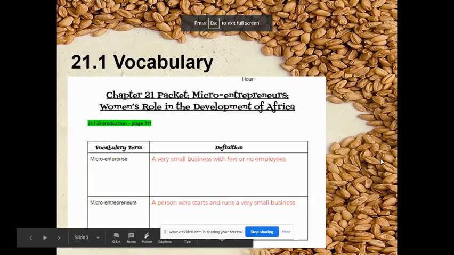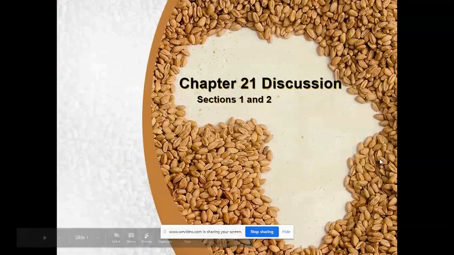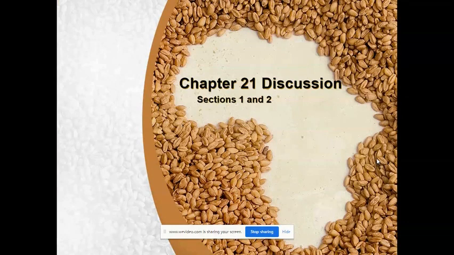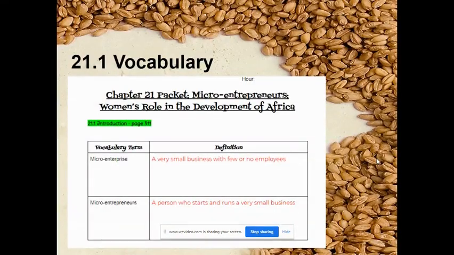Everyone, we're going to talk about chapter 21 today, and we're only going to go over sections 1 and 2. So the first part is the introduction, which was on page 311, otherwise known as 21.1. The first vocabulary word is microenterprise, which is a very small business with few or no employees. A micro-entrepreneur is a person who starts and runs a very small business.